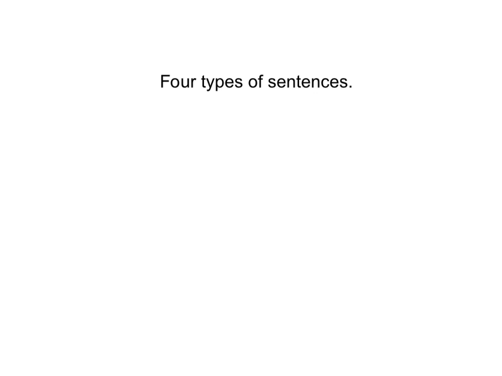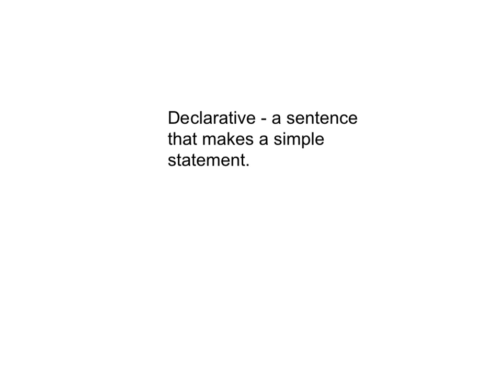So this is a review on the 4 types of sentences. The first type of sentence, and this is probably the most common sentence, maybe 90 or 95% of all sentences, are declarative. A declarative sentence is a sentence that makes a simple statement.